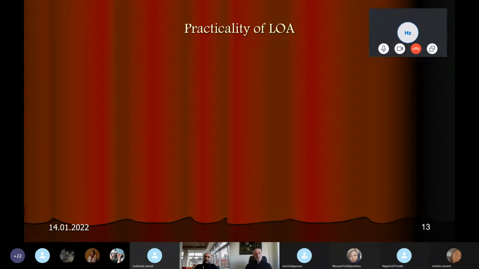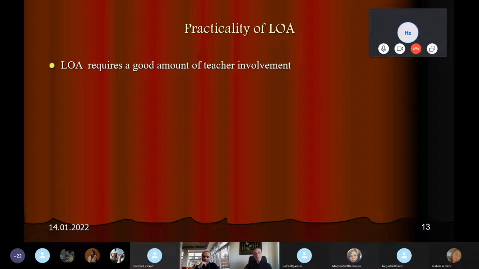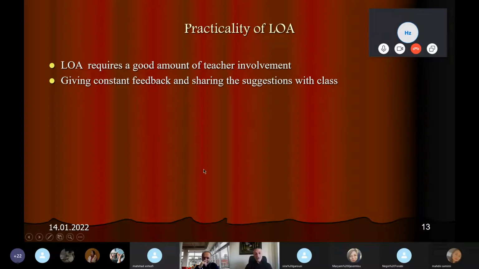Practicality requires a good amount of teacher involvement. My students usually say teachers in this context work more than students. And I think it is true. Constant feedback and sharing the suggestions with the class. It means that it is not a communication device between only a teacher and a student, but all stakeholders, meaning student, teacher, and administration, are involved.